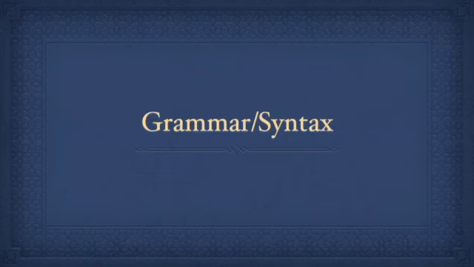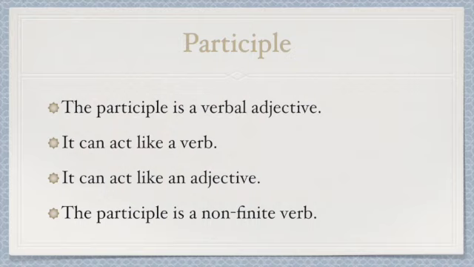And then this last point, participles are non-finite verbs. And basically what that means is that there's no person involved with the participle. And so if you can parse a verb for person, that means that it's a finite verb. And so since you can't parse the participle for person, then it's a non-finite verb. And so when we parse a participle, we're going to give the verbal information first and then the adjectival information.